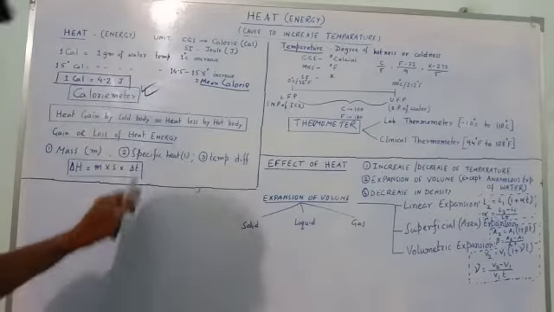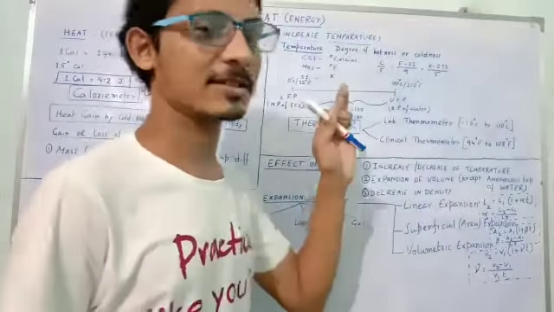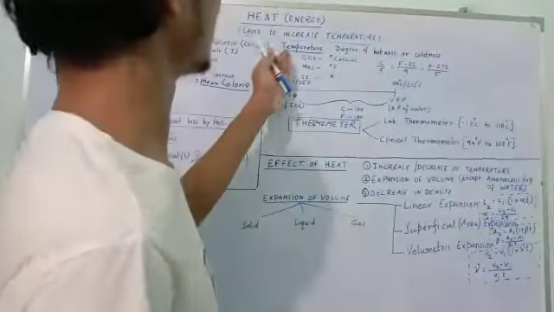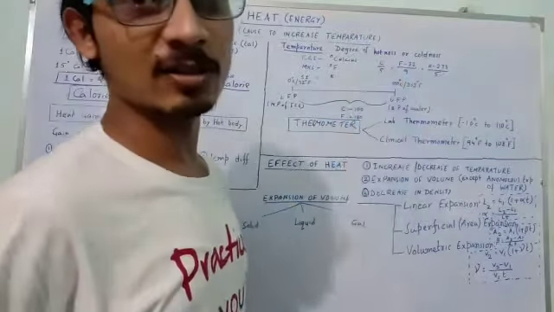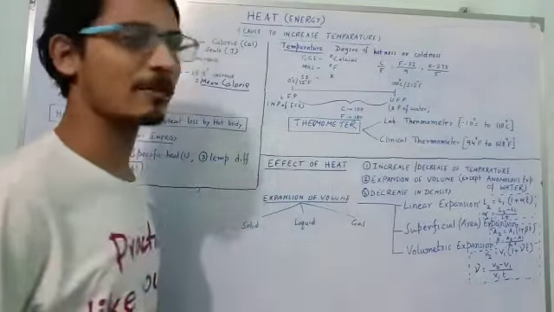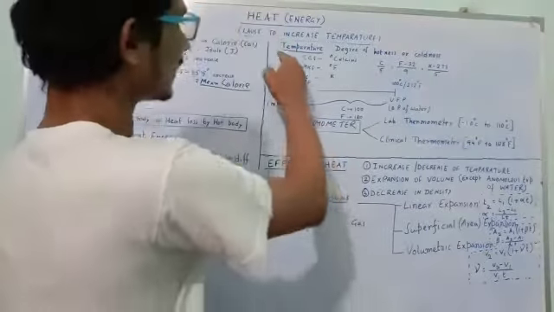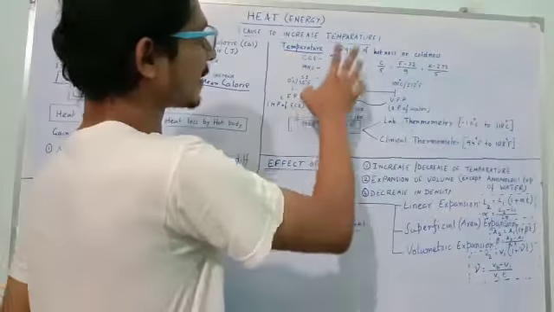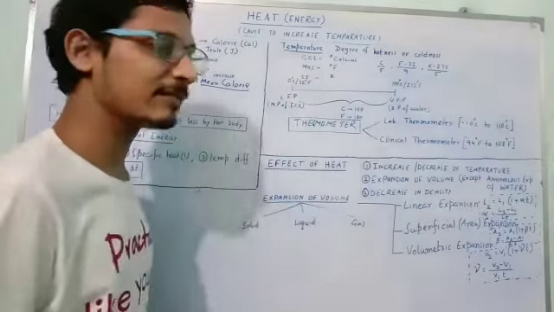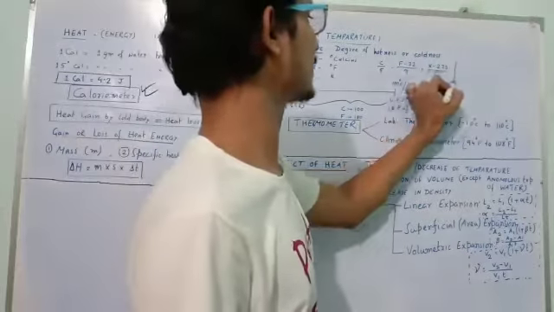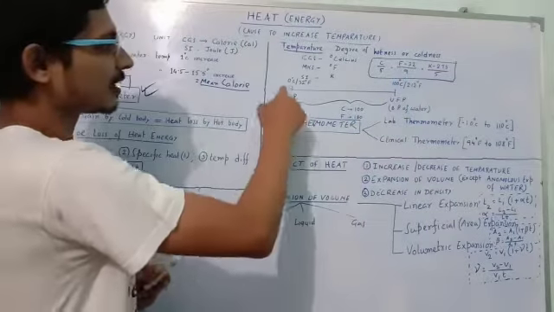So this is heat. Another term which is very much related with heat is temperature. Temperature is the degree of hotness or coldness. How hot the object is, is measured by the temperature unit. The unit of temperature is Celsius in CGS, Fahrenheit in MTS, and Kelvin in SI. This is the relationship between the Celsius, Kelvin, and Fahrenheit scales. So this is your Celsius scale.